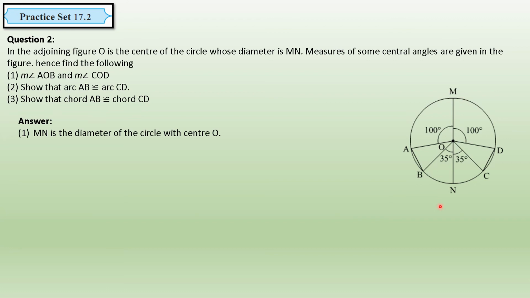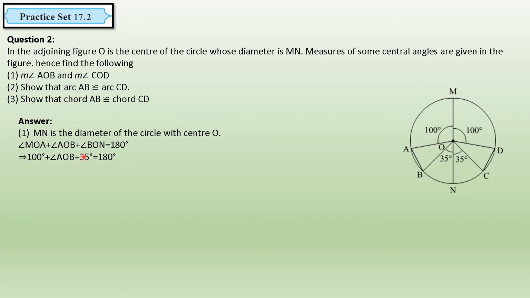MN is the diameter of the circle with center O and angle MOA plus angle AOB plus angle BON will be 180 degrees. The reason being MN is a diameter and the entire circle measures 360 degrees. So a diameter will divide your circle into two halves, which will be called a semicircle. And we know the measure of a semicircle is 180 degrees. Hence the reason that these angles measure up to 180 degrees.